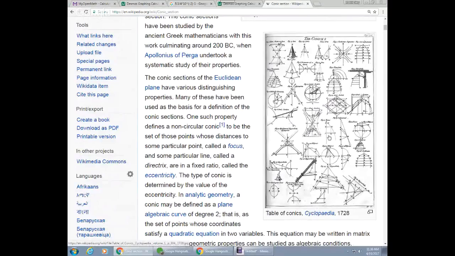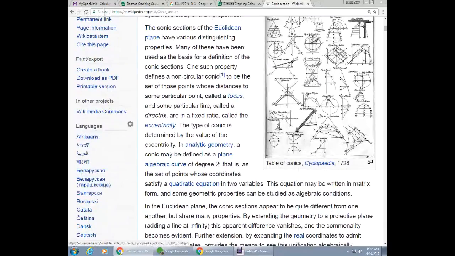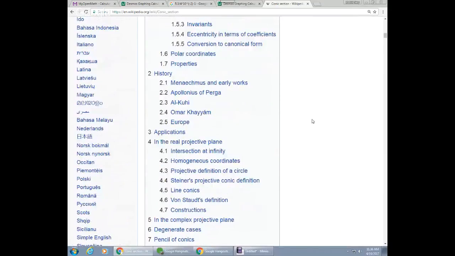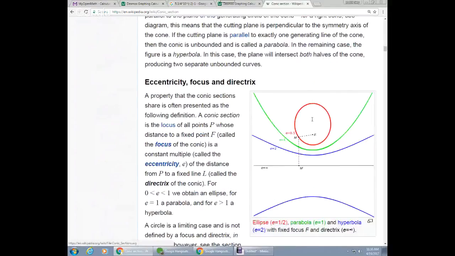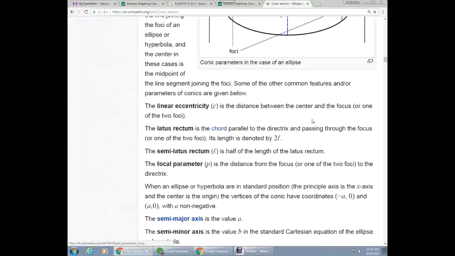Sections with geometry, that's just kind of wild. I think that needs to be a poster in my bedroom. But what they have that I really like down here, they talk about the eccentricity very well.